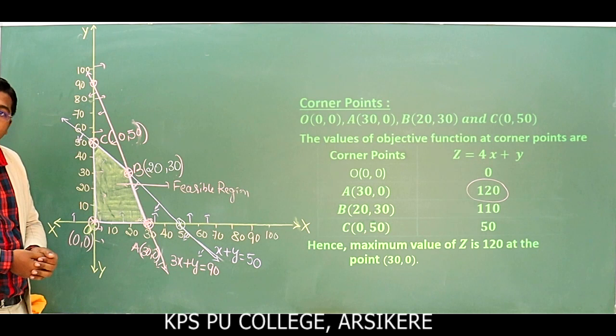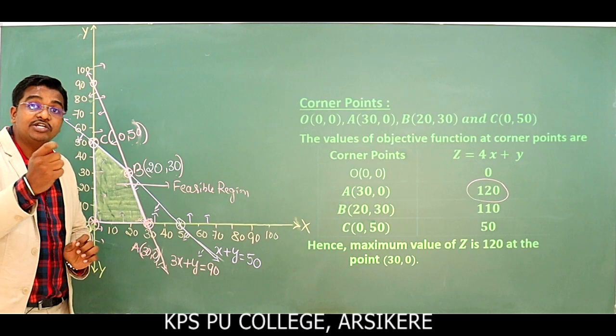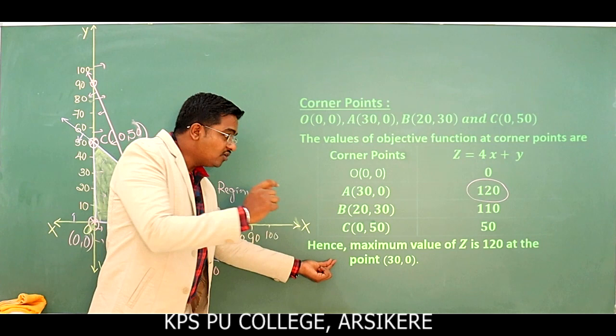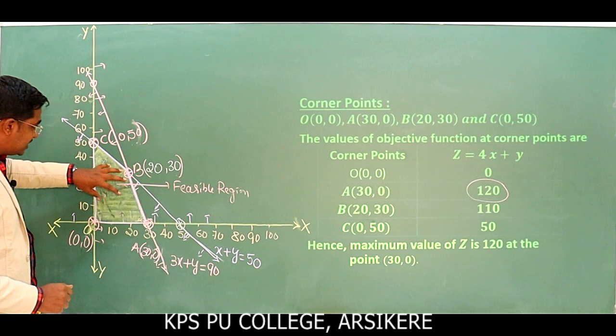So if the region is bounded, then find the value of the objective function at each corner point. After finding the corner points, the next step is to find the largest and smallest values. Here we need the largest, because we need to find the maximum value of the objective function. That largest value becomes the maximum because the region is bounded.